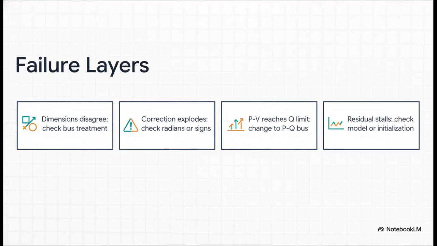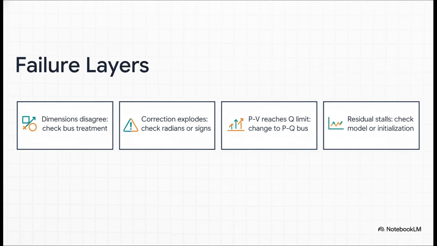Section 5, failures and engineering acceptance. In the real world, solves behave badly. They just do. And when things go wrong, you have to find the failure layer before you just start making arbitrary changes to the algorithm. If your dimensions disagree, it's usually pointing to bad bus treatment or a flaw in how you reduce the state. If your very first correction absolutely explodes, check your radians, check your signs, or look at your derivatives.